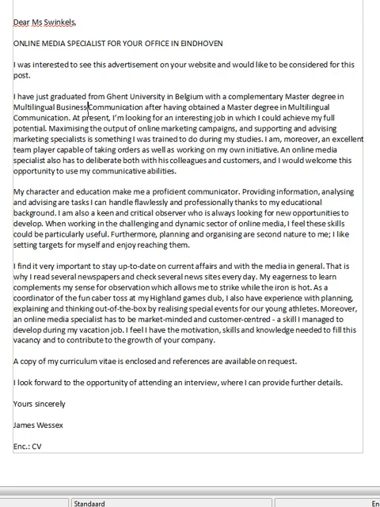Next paragraph, what we have is a paragraph outlining a specific element that you want to focus on. I've just graduated from Ghent University in Belgium with a complementary master degree in multilingual and business communication after having obtained a master degree in multilingual communication. In other words, you have a topic sentence and you're going to focus on your degree qualifications.